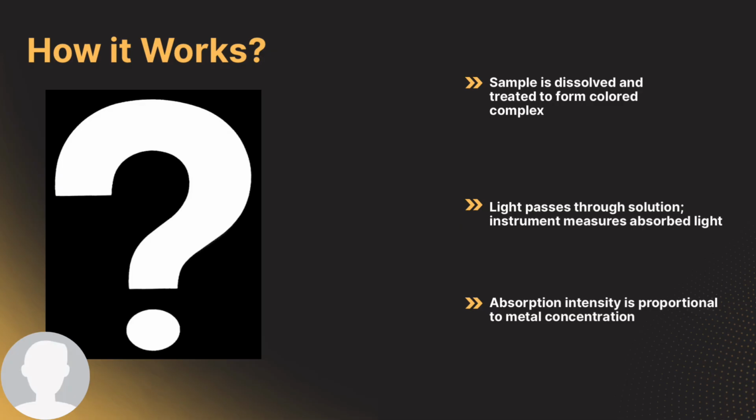Operationally, the metal sample is dissolved and chemically treated to form a distinct colored complex. When a monochromatic beam of light passes through the solution, the spectrophotometer measures the remaining light intensity. Because the intensity of light absorption is directly proportional to the metal's concentration, we can precisely calculate the sample's purity.